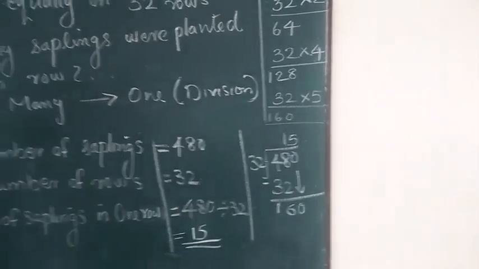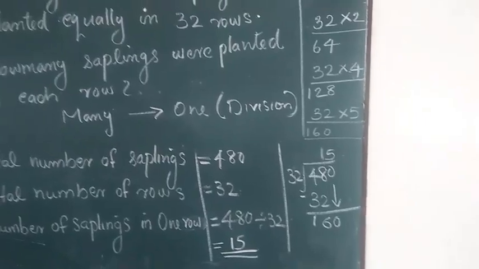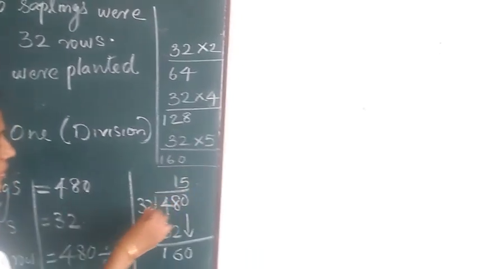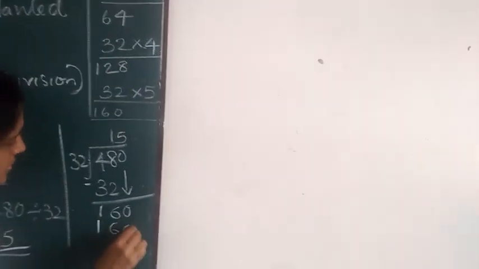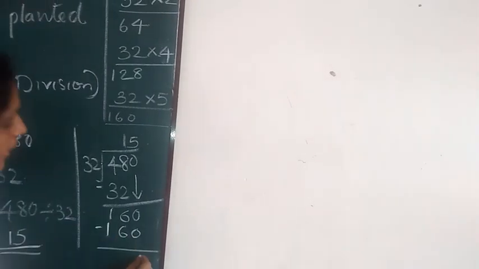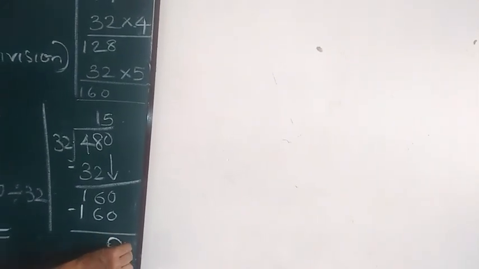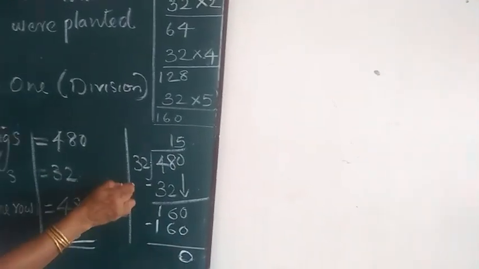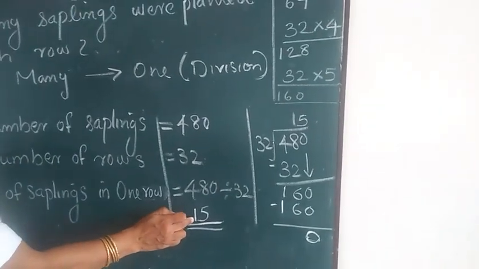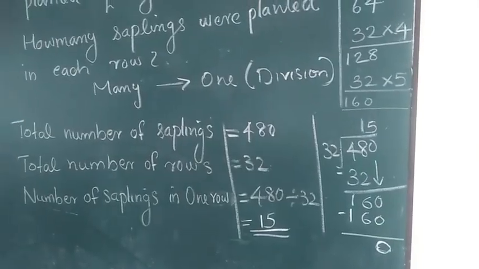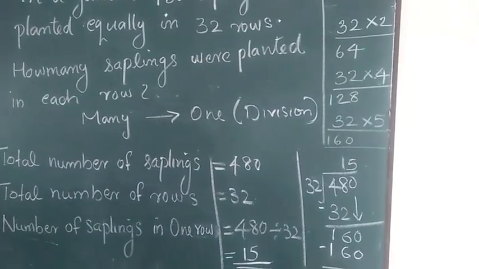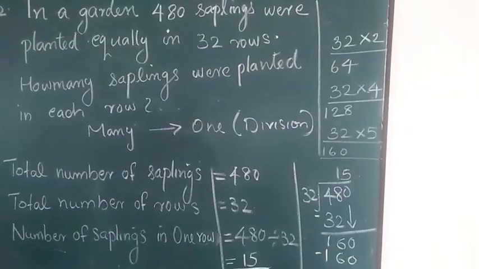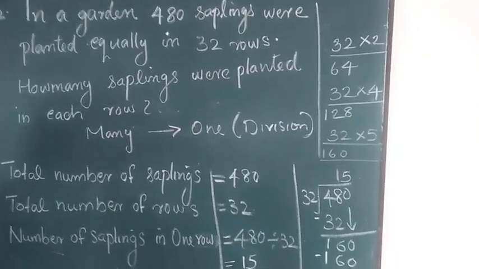So we will write here 5 into 32, 160. Then we subtract, we get 0. Therefore, the quotient is 15. Remainder is 0. So we write the answer 15. What is the quotient? 15. So we can plant 15 saplings in one row. That is the answer. Okay, children, in the first problem we used multiplication.